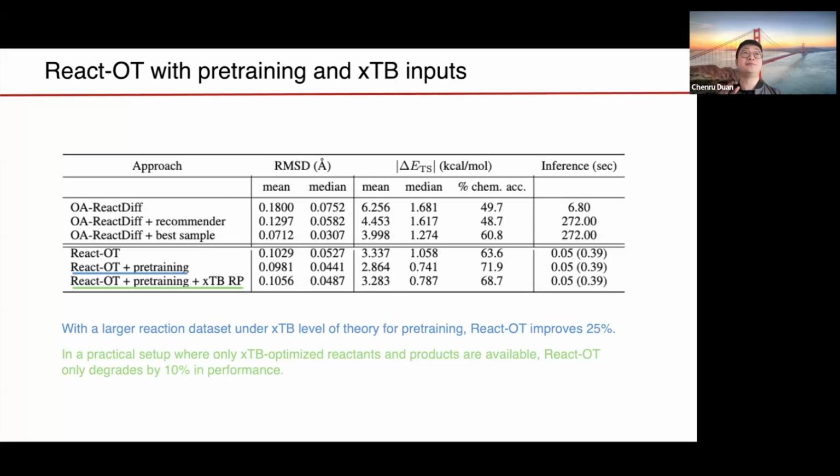Even though the reactant and products optimized by different level methods still show quite a difference in terms of their geometry, we find that ReactOT does not deteriorate that much. The model performance only dropped by another 10%. I think that is a very good sign of adding pre-training as well as using more realistic, cheaper inputs into the model and making it more powerful in terms of practical application.